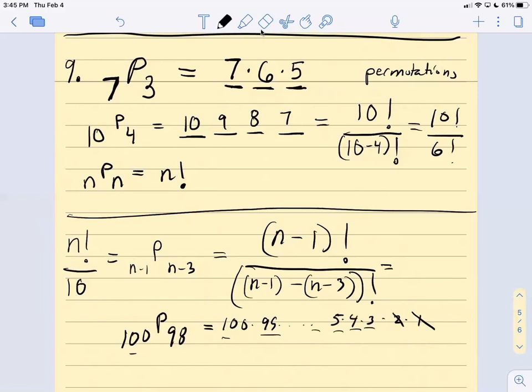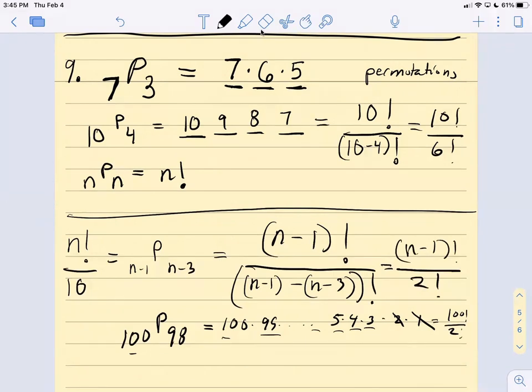So in other words, you could write it as 100 factorial over 2 factorial. And so it turns out you can do the same thing here. This is just going to be n minus 1 factorial divided by 2 factorial, because what you're saying is you're canceling out the last 2 numbers, the 2 and the 1.